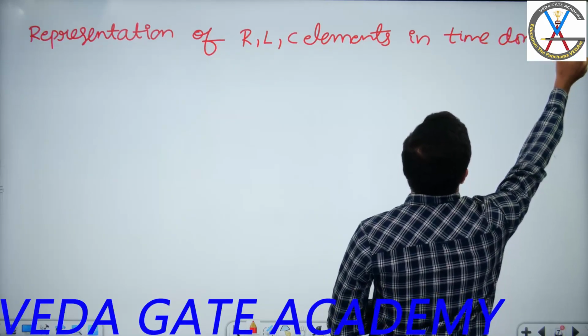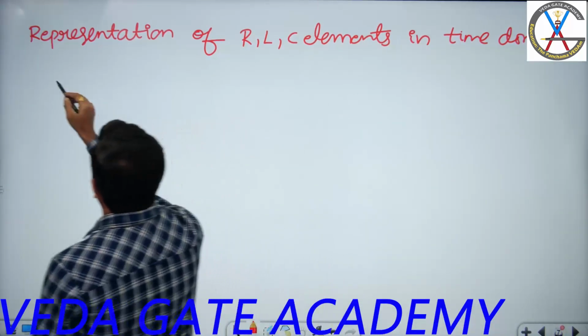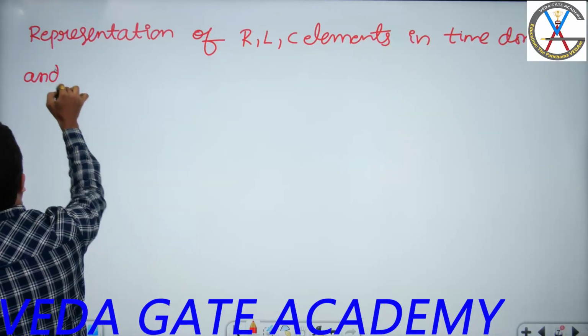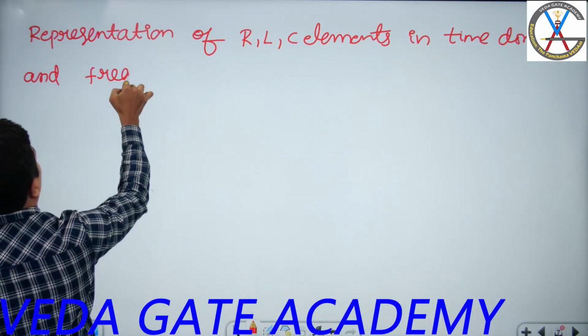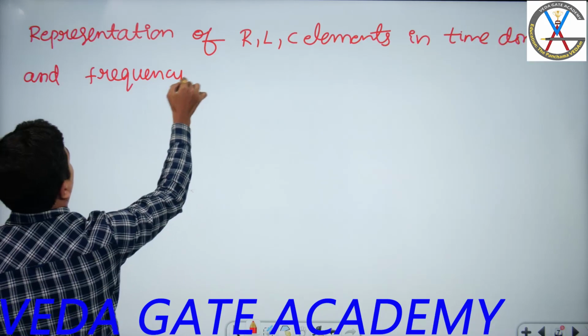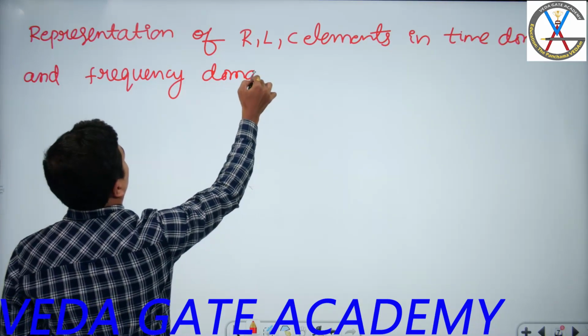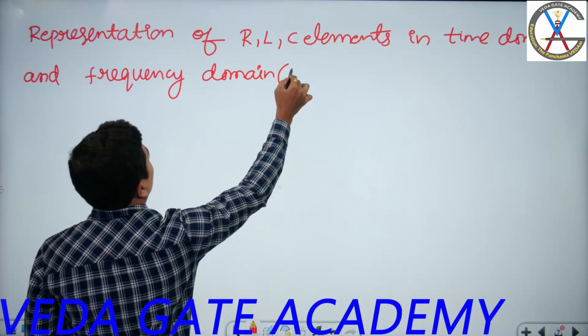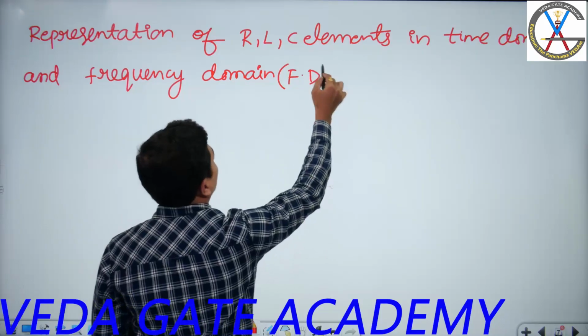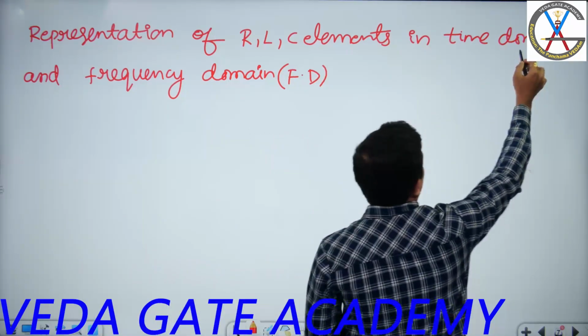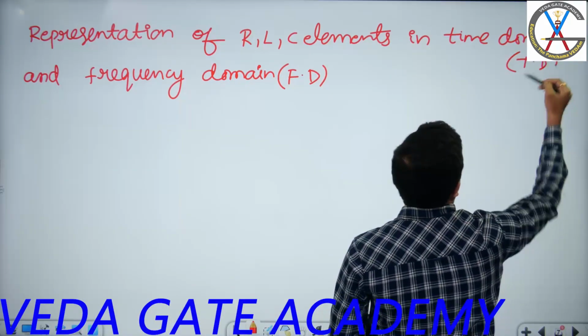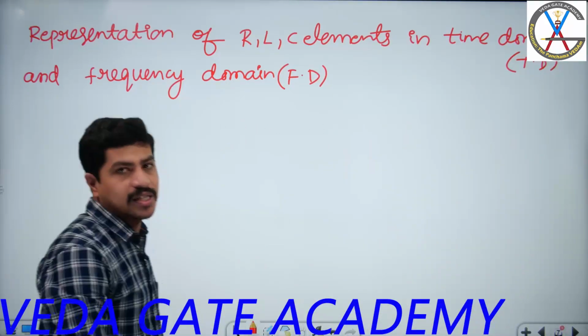You know about time domain and frequency domain. Frequency domain, I will write it as FD. Time domain, I will write it as TD, shortcut. Okay, time domain and frequency domain.